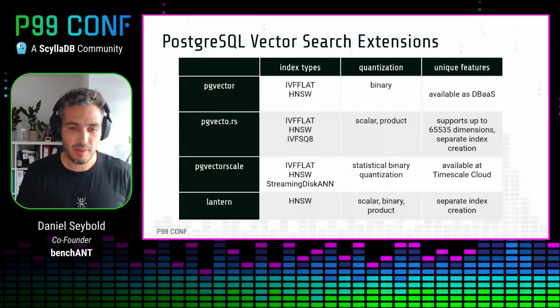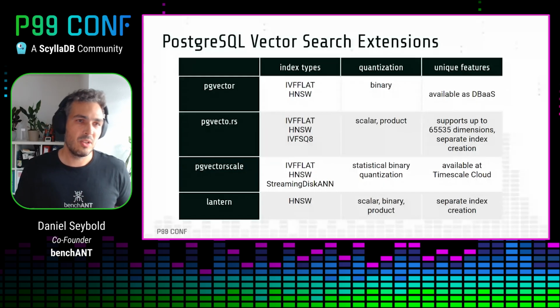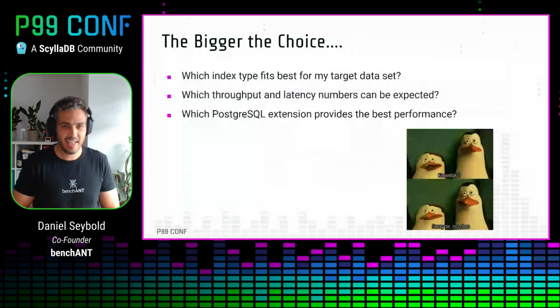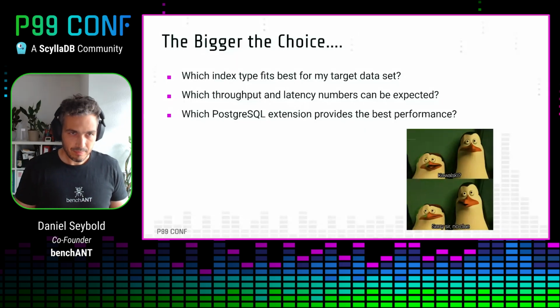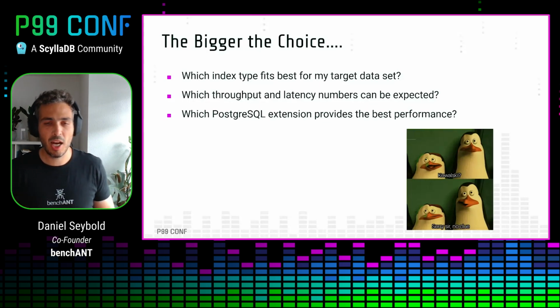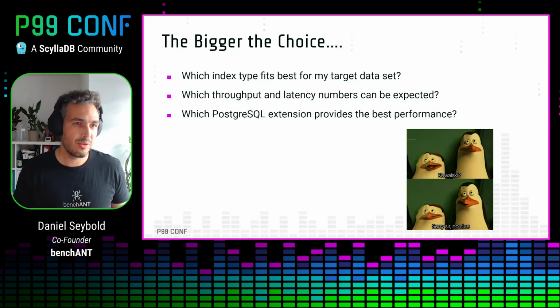And when you want to build your application and use Postgres as the database for vector search, you have a lot of choices. And of course, the decision gets even harder with all of these options. If we now look more at the performance side, several questions might pop up, such as: which index type should be used for my specific target dataset? Which throughput and latency numbers can I expect based on the available hardware that I have to run Postgres? And of course, which Postgres extension provides the best performance for my use cases, if performance is one of the key criteria?